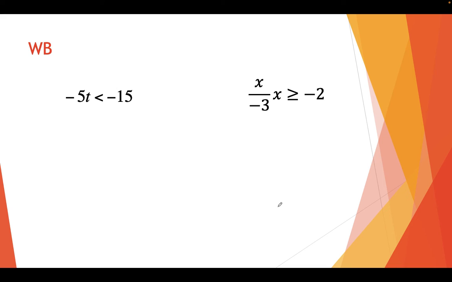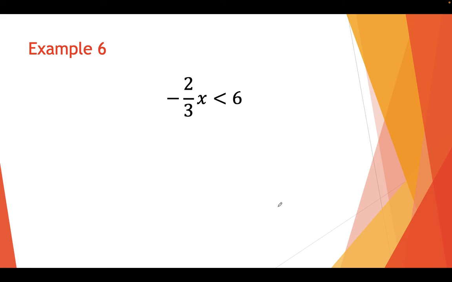Here are a few more practice problems for you to try. Finally, negative 2/3 x is less than 6. In this example, we would need to multiply both sides by the reciprocal of negative 2/3, which is negative 3 over 2.